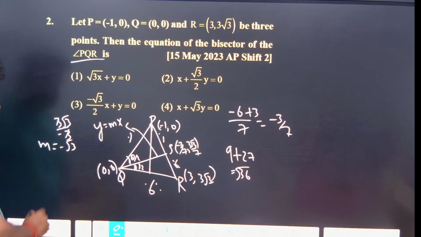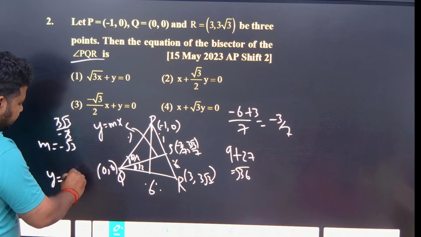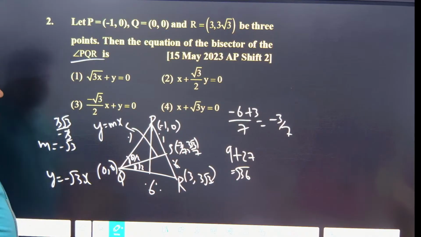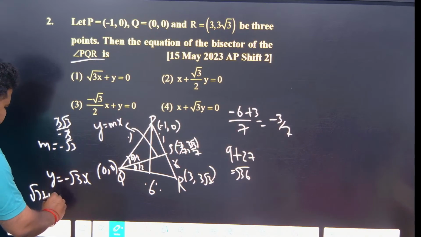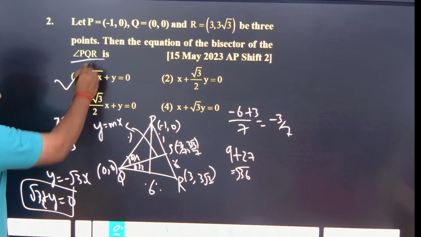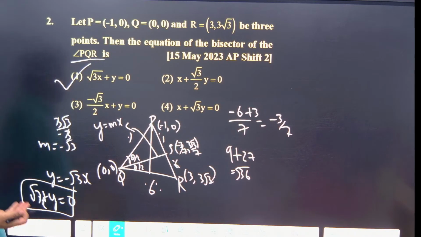So we are having y is equal to minus root 3x. If I bring it this side, this will become root 3x plus y is equal to 0. Which option? First option, that's all. Root 3x plus y is equal to 0.